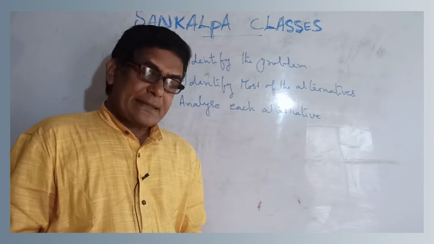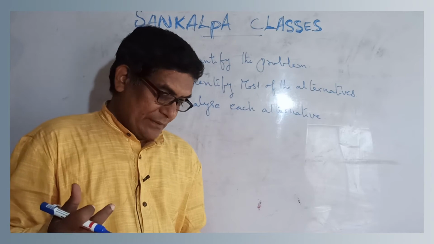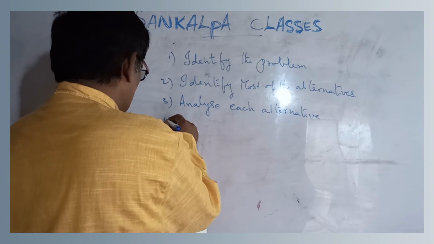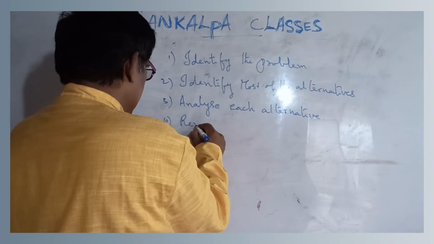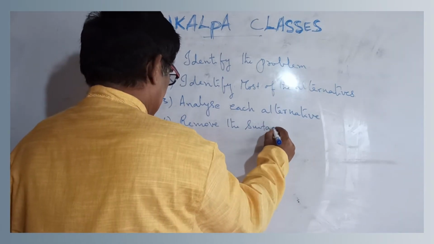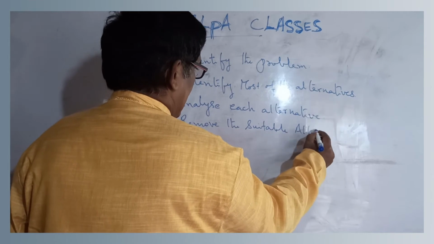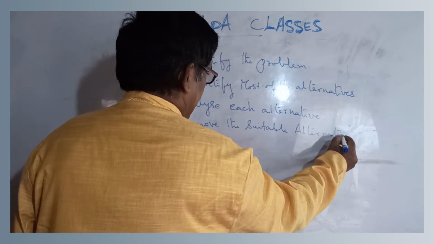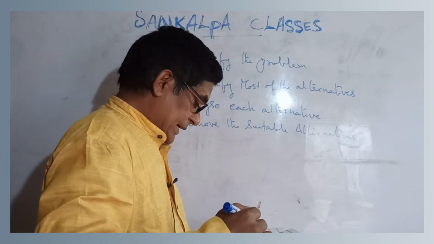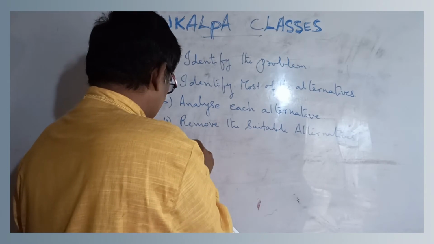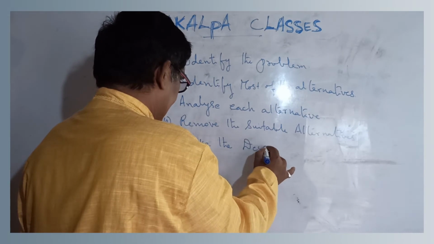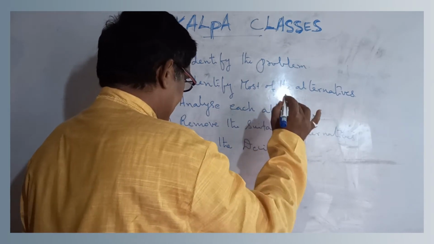And that is analyzing each alternative. The fourth one is remove the unsuitable alternatives, right? And the fifth one is make the decision.